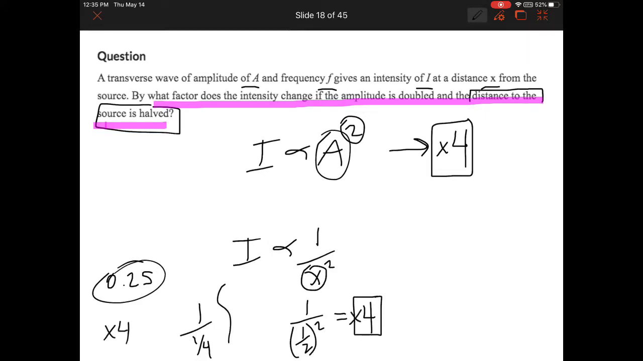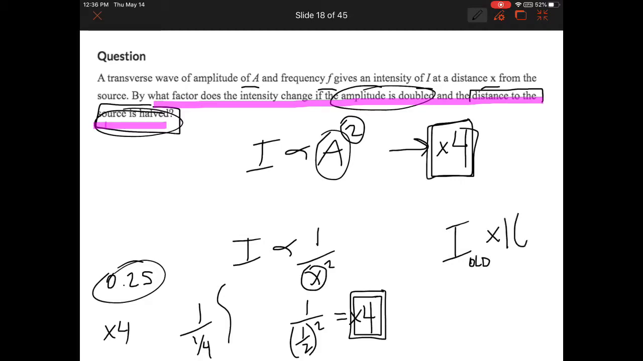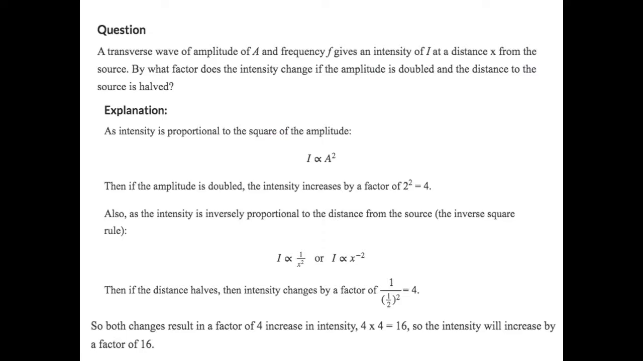Okay, so moving closer or halving the distance is actually going to quadruple, okay, and doubling the amplitude is actually going to quadruple, my new wave will have 16 times the intensity. So I'll take my old intensity and multiply it by 16. That is pretty incredible. You can pause the video and look at this explanation as well if you'd rather see the formal explanation. This is not my material. This is from Cognity Intelligent textbooks.